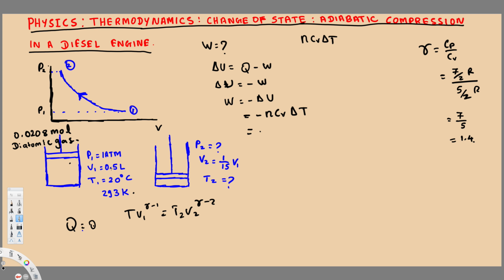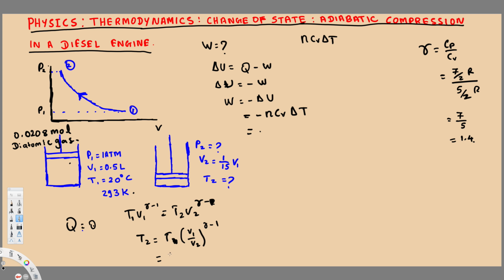Do we know the initial volume? We know the initial volume. We know the final volume. And we know T1. So we can calculate T2 using this information. T2 is going to be equal to T1 times (V1 over V2) to the power gamma minus 1. We are trying to find T2.